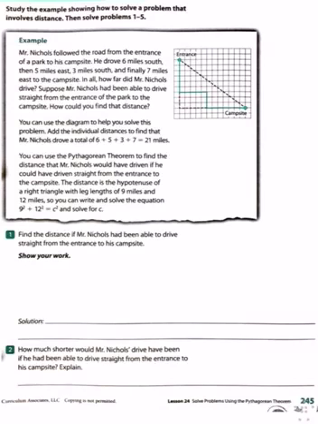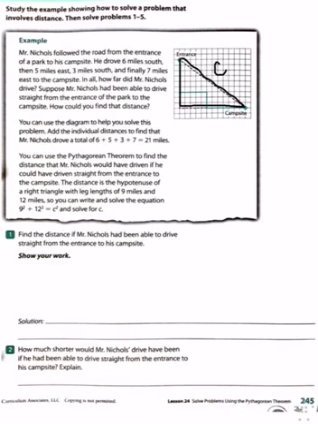Number 1, find the distance if Mr. Nichols had been able to drive straight from the entrance to his campsite. So the entrance to the campsite, as you can see at the top, goes from the top down to the bottom. But he was not able to. We need to find that missing side C. So we use the two edges in order to find the missing side.